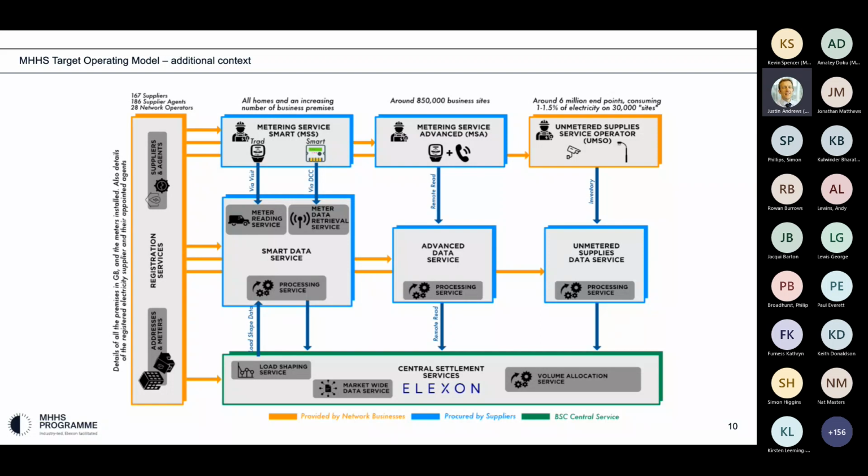So I've just noticed that that's probably a slight omission in the diagram, isn't it, Kevin, where we should see the load shape data going to the advanced data service as well. Yeah, so I think this matches the original target operating model, but even the unmetered supplies data service can use the load shapes for defaulting.